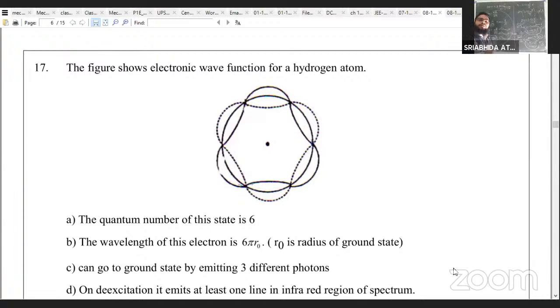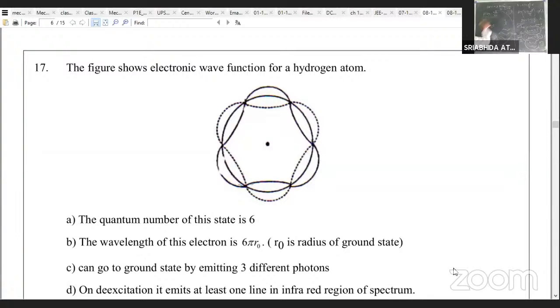Now listen, they say it can go to 3 different photons. Why? Because we got here n equals 3. So for n equals 3, how many photons? 3C2, how much? Now I think you know the meaning of 3C2 from mathematics. 3C2 is 3, the number of different photons is 3. But now the wavelength of this electron is how much? 6 pi r naught, where r naught is ground state radius. So how did they get 6 pi r naught?